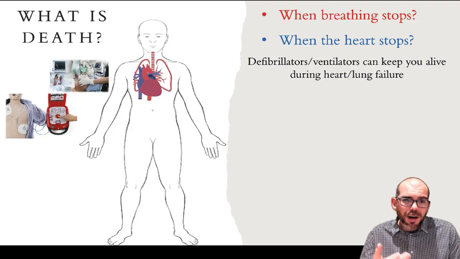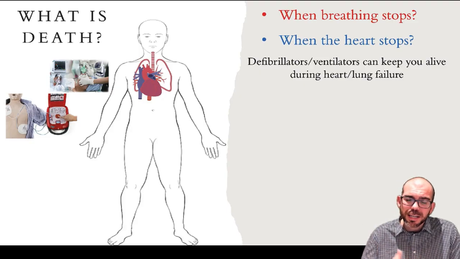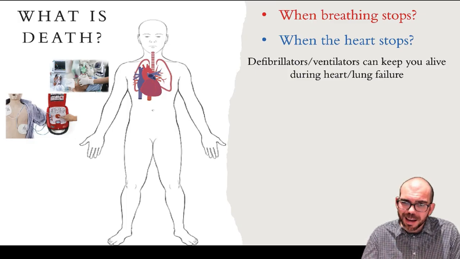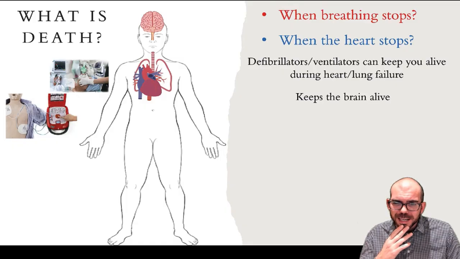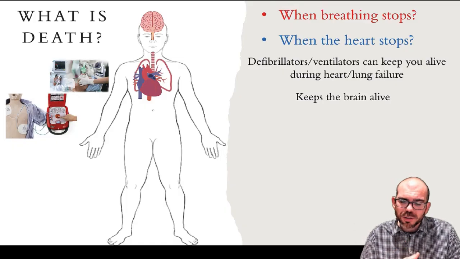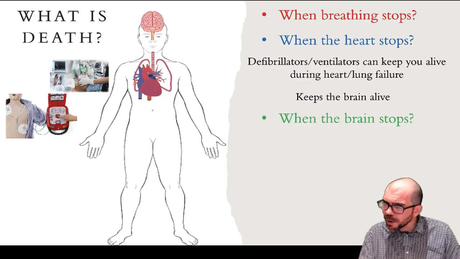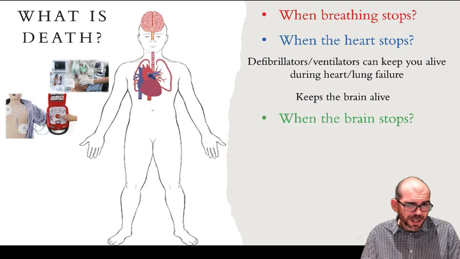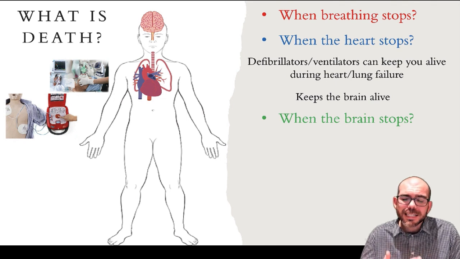Humanity has developed better and better technology for keeping someone alive. Nowadays, I can use a defibrillator to get the heart to start beating again, or ventilators to keep the lungs breathing even though the person's body naturally can't. So, since I can keep the brain alive during these system failures, whether it's the heart or the lungs, maybe it's when the brain stops. My point here is that the definition of death has changed over time and is going to continue to change as our technology gets better and better.